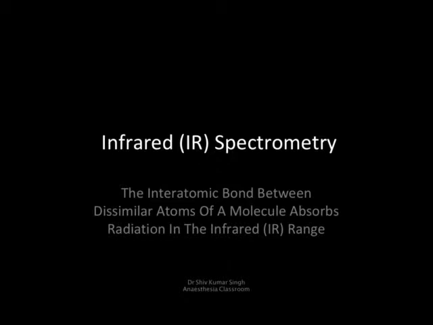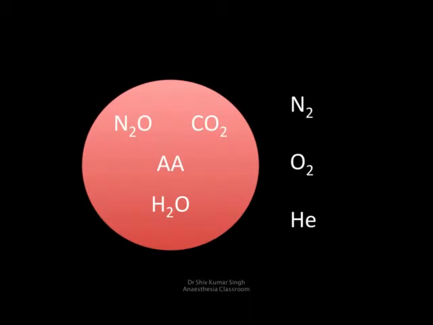Now, these laws are used in infrared spectrometry. Infrared spectrometry basically states that the interatomic bond between dissimilar atoms of a molecule absorbs radiation in the infrared range. So substances like nitrous oxide, which has two dissimilar atoms, carbon dioxide, and anesthetic agents, which have different atoms of carbon, hydrogen, bromine, chlorine, fluorine, and water, which has hydrogen and oxygen, will absorb infrared light, but nitrogen and oxygen or helium will not.